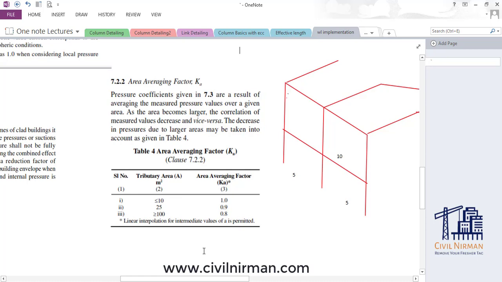Now see, 3 categories are given. First is the tributary area less than 10 meter square, second one is for 25 meter square, and third one is greater than 100 meter square. So based on this, you have to work out your area averaging factor in terms of 1.9 or 0.8. Okay, now how will you work out a tributary area?